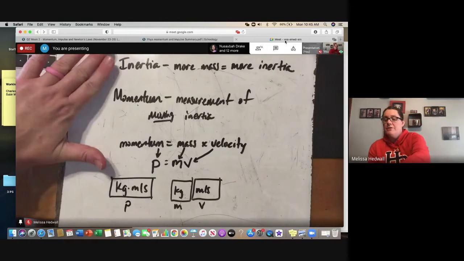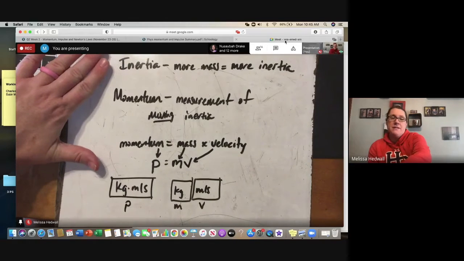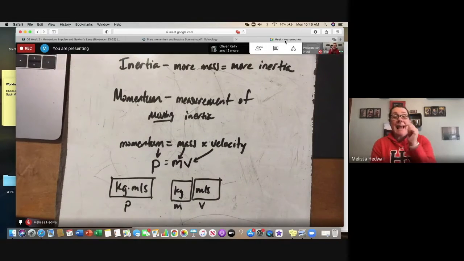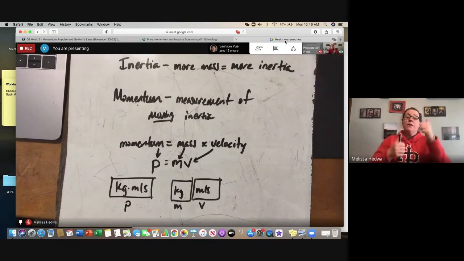So we have inertia. Everything with mass has inertia. Momentum: anything that has mass and is moving has momentum. If either one of those goes up, momentum goes up. So the bigger the mass, the more momentum. The faster it is, the more momentum. Both of those pieces play into it.